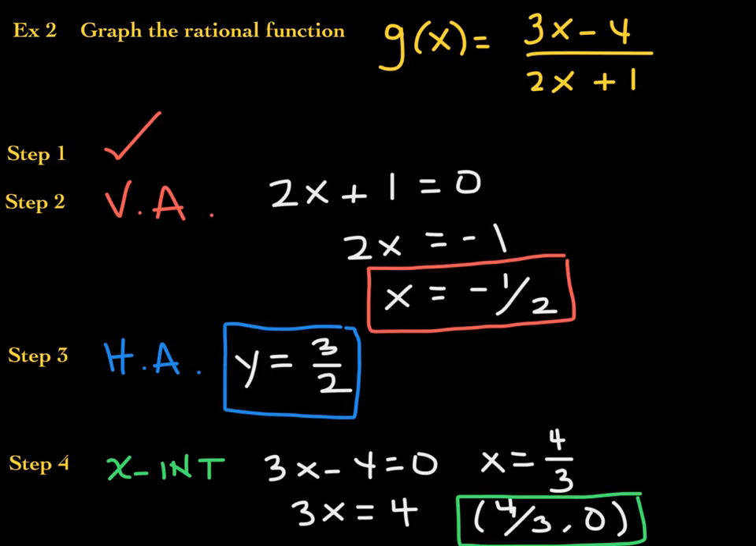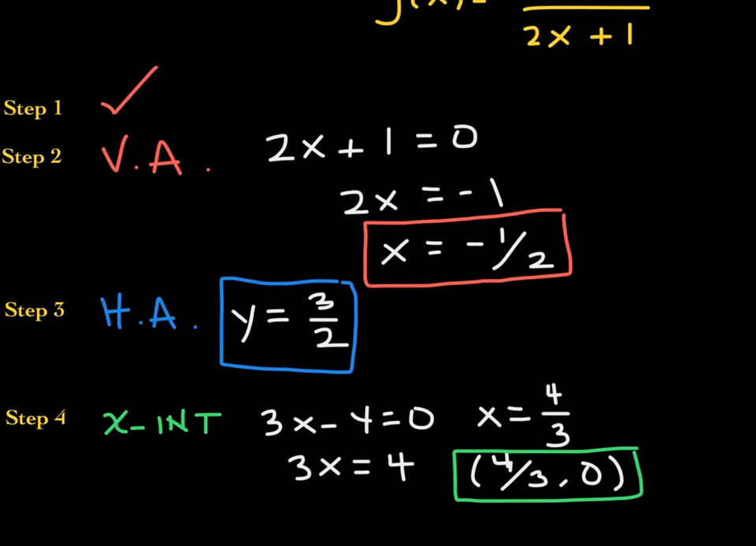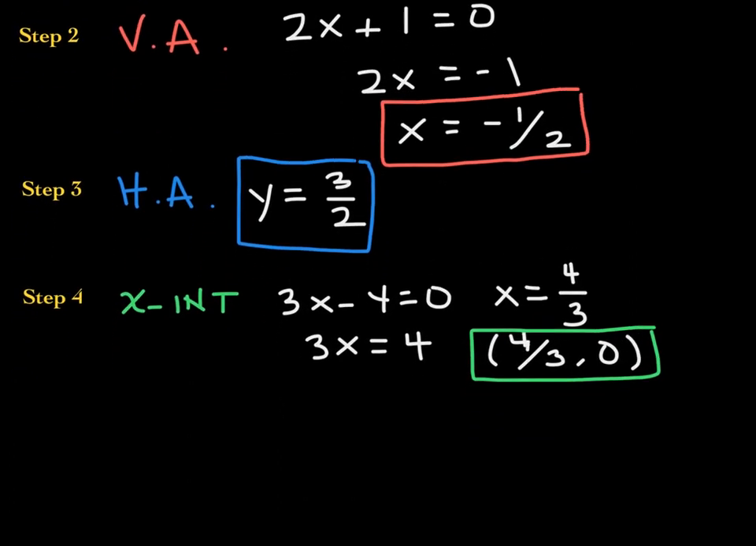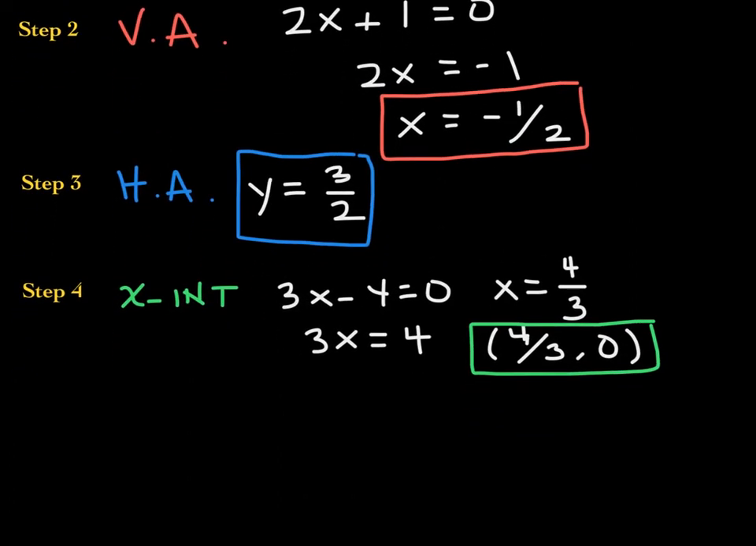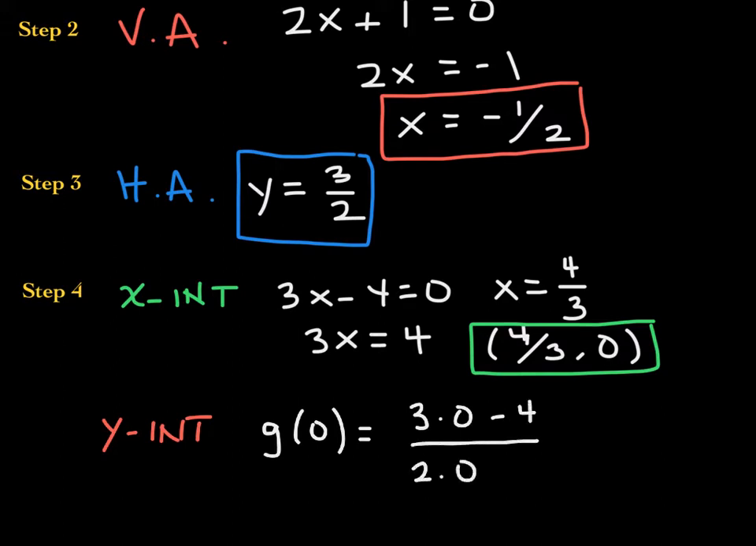Now let's find the y-intercept. Let me move this up a little bit. All right, let's find the y-intercept, okay? Now remember that in order to find the y-intercept, we plug in 0 for x. So in this case, we're doing g of 0 in the original function. When we plug in 0, it's 3 times 0 minus 4, I'm plugging 0 into the original function right now, over 2 times 0 plus 1. Basically, you're getting -4 over +1, which is just -4. So the ordered pair is 0, comma, -4.